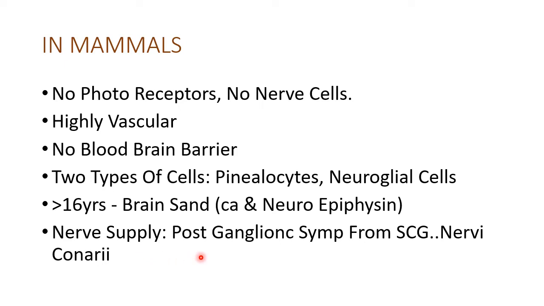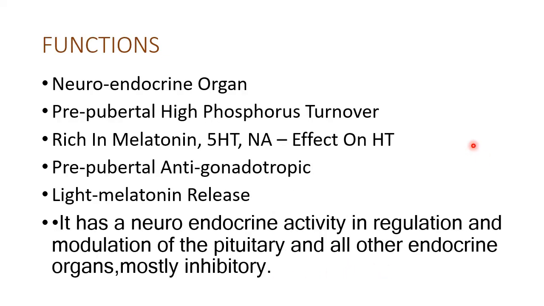Then nerve supply, already we have discussed it. Postganglionic sympathetic fibers come from the superior cervical ganglion, and the nerve is called nervus coronarius, or nervi coronarii. So the function of this pineal gland is, it is a neuroendocrine organ. Why it is called a neuroendocrine organ, that we are going to discuss. It has a prepubertal high phosphorus turnover, and it is rich in melatonin. That we can study with 5-hydroxyindole O-methyltransferase, that you are going to study. Another function we can remember is that it is a prepubertal anti-gonadotropic hormone source.